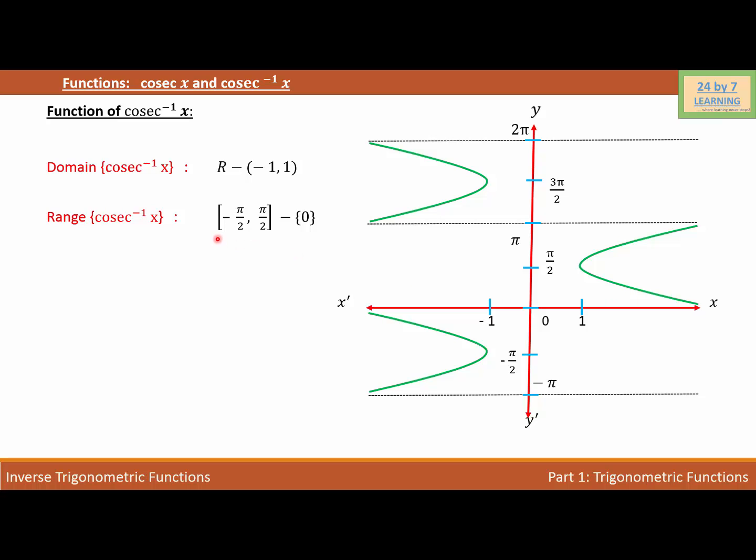If I consider the function for the range negative pi over 2 to pi over 2 minus 0, then that branch of the cosecant function will be this colored part with the red color, and it is known as the principal value branch of the cosecant function.